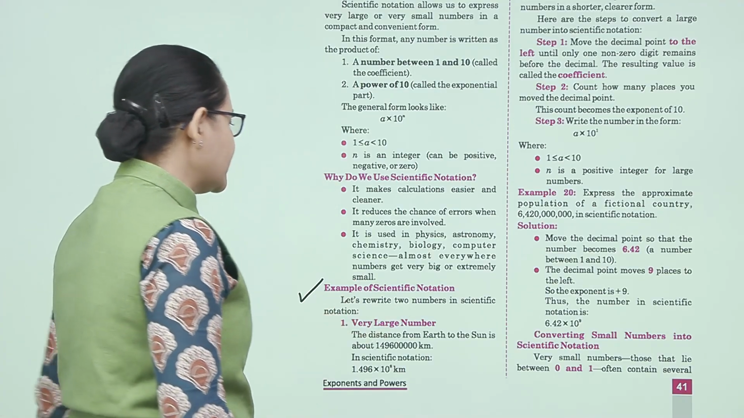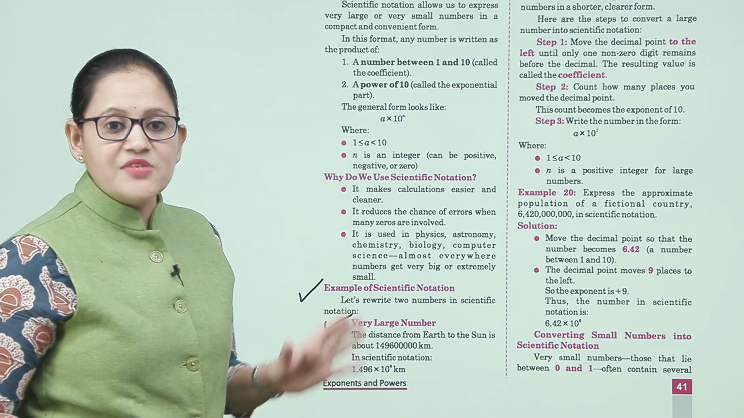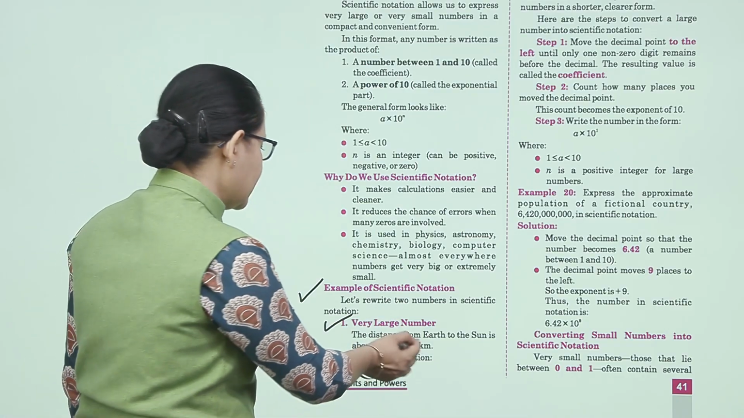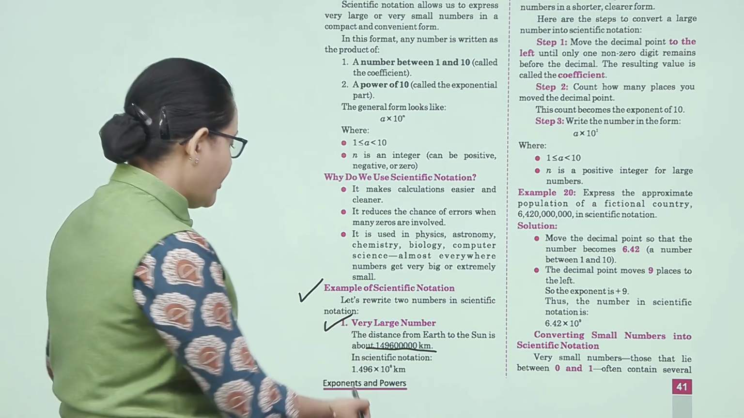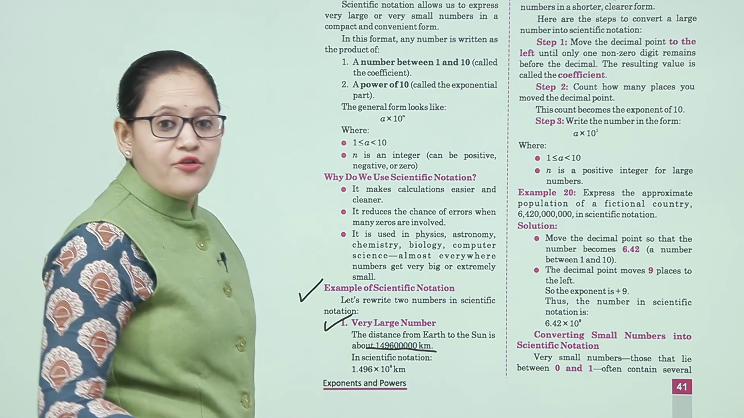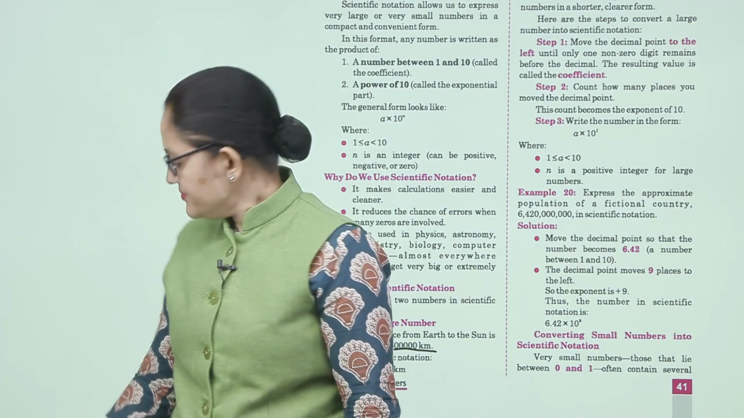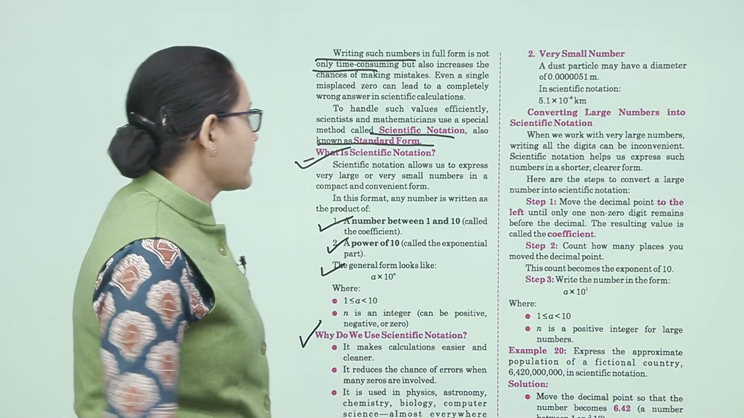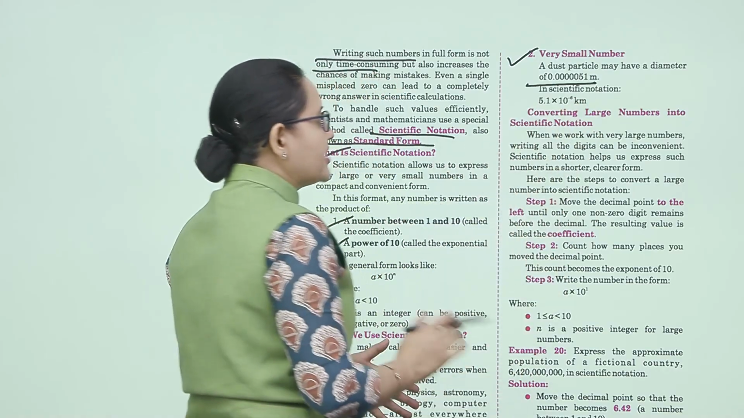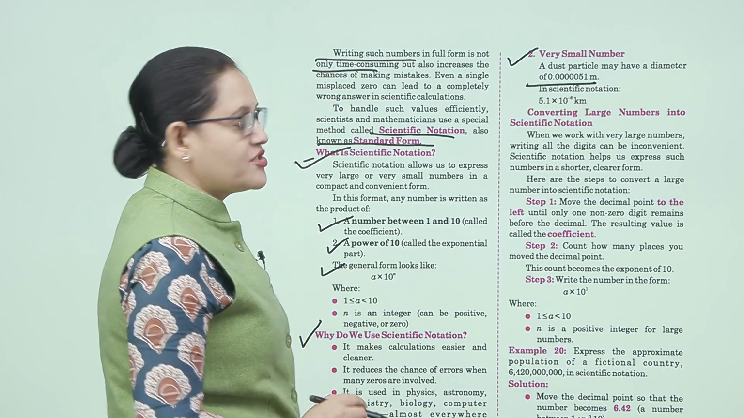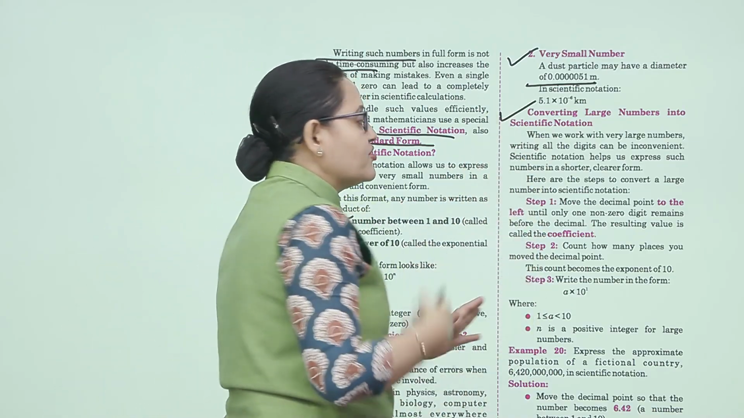Let's rewrite two numbers in scientific notation. First, a very large number. The distance from Earth to the Sun is about this much. This is a very large number. So how are we going to write it in scientific notation? 1.496 into 10 to the power 8 kilometers. Now a very small number. The dust particle has this diameter, so we will write it in scientific notation as 5.1 into 10 to the power minus 6 kilometers.